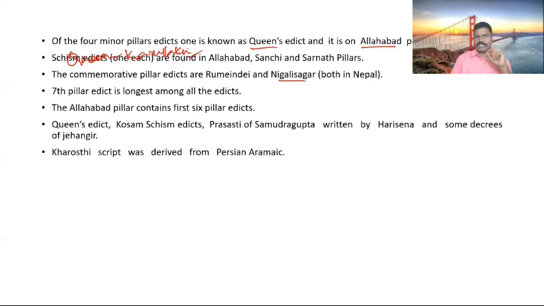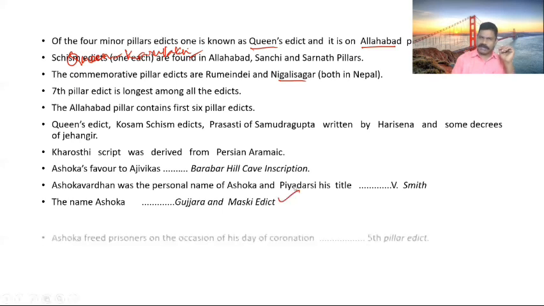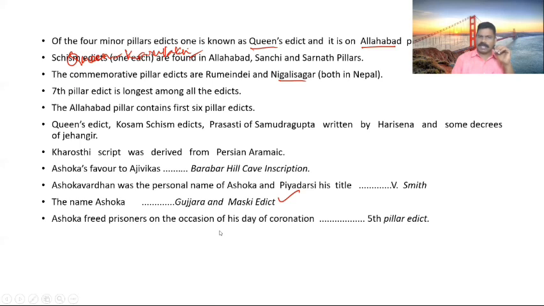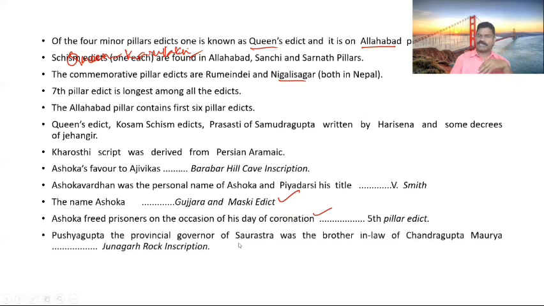The Kharosthi script was derived from Persian and Aramaic. Asoka's favor to the Ajivikas is known from the Barabar hill cave inscriptions. Asoka Vardhana was the personal name of Asoka, and Priyadasi was the title, a name given by V.A. Smith. The name of Asoka we can find at the Maski and Gujjara edicts. Asoka freed prisoners on the occasion of his coronation, all of which we discussed, mentioned in the Pillar Edicts. Pushyagupta, the provincial governor of Saurashtra, was the brother-in-law of Chandragupta Maurya, as we know from the Junagadh rock inscription.